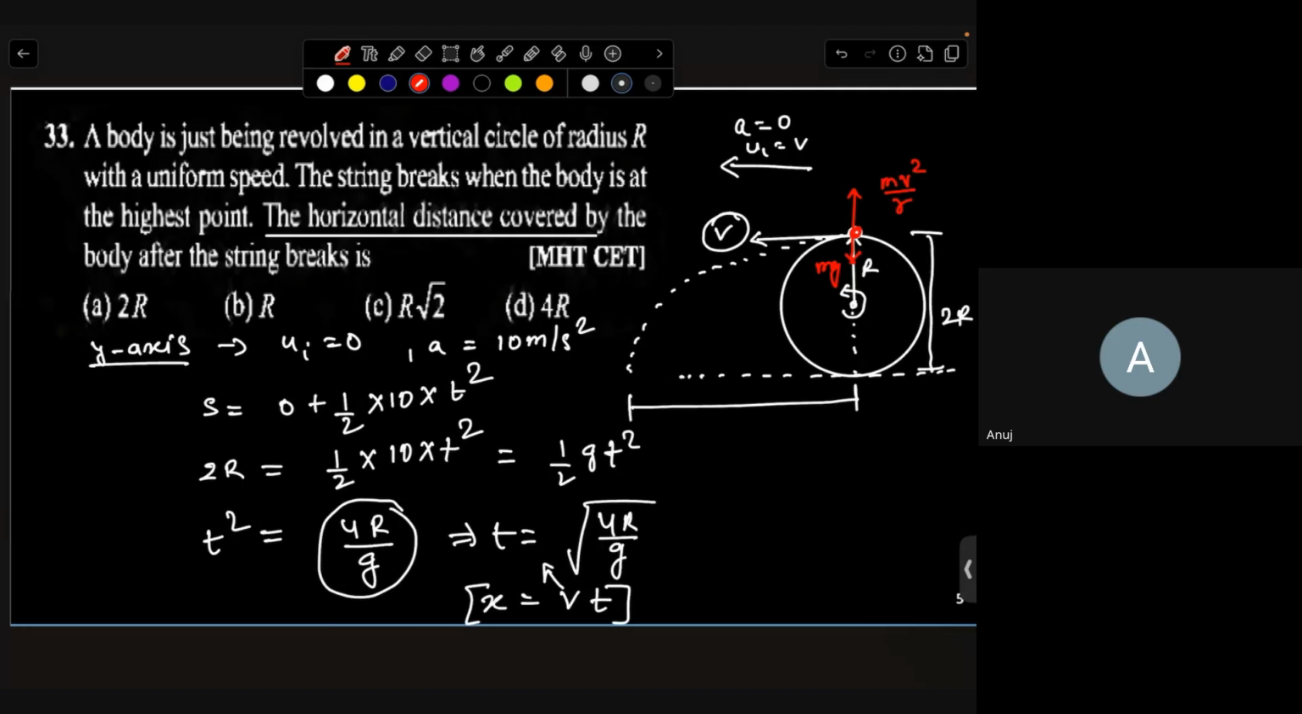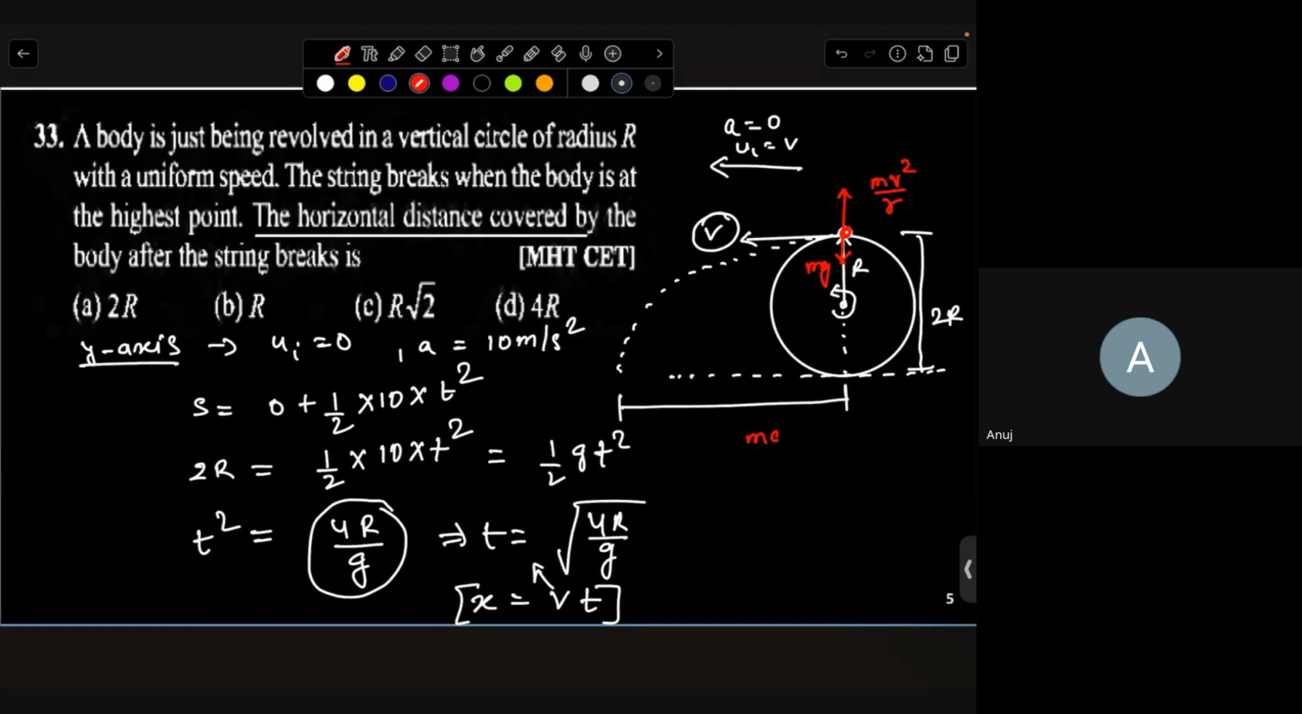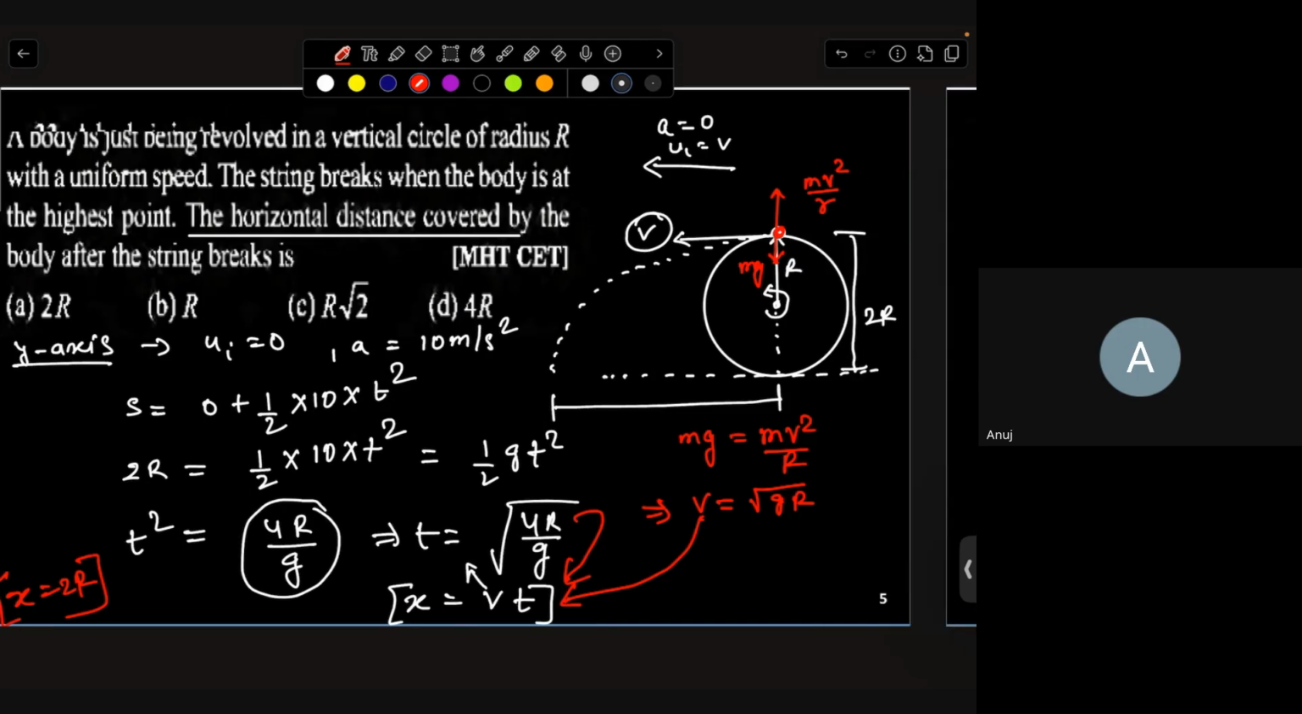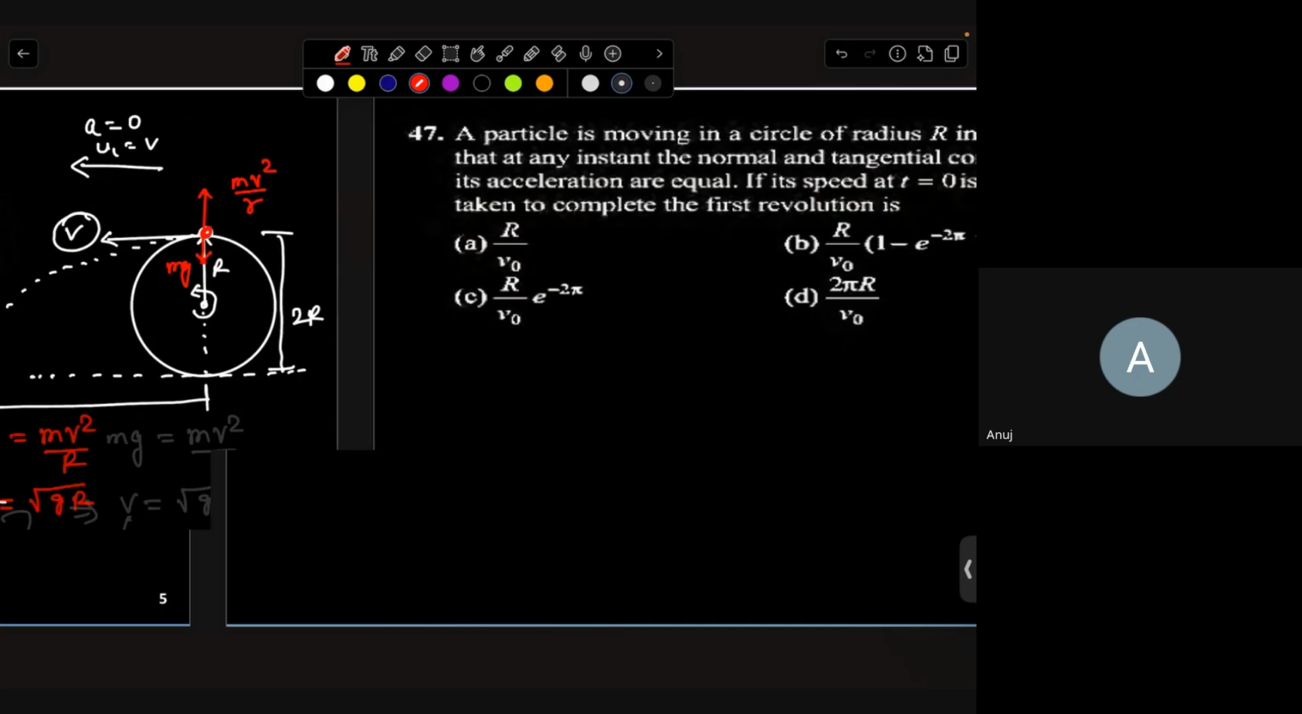So you can say that mg is equal to mv square by r. From here you will get v equal to root gr. If you put this here and this value also, you will get x as 2r. Yes, sir. Okay, I hope each of you has understood. Let's see the next question. Okay, try this one.